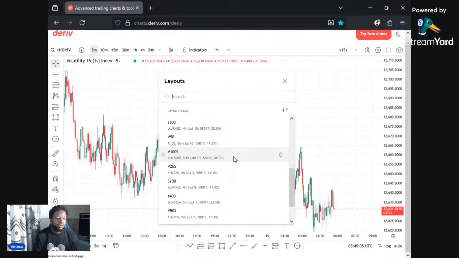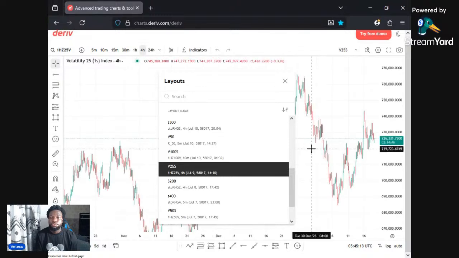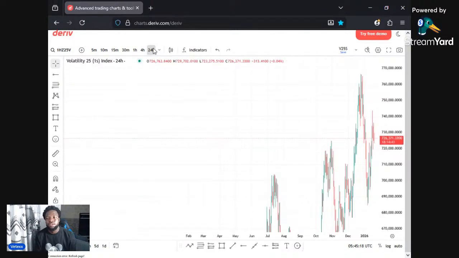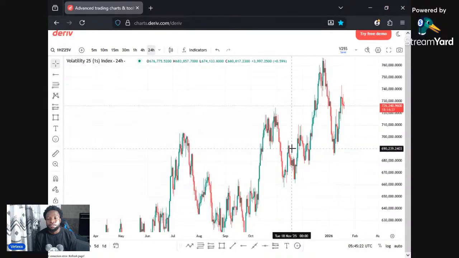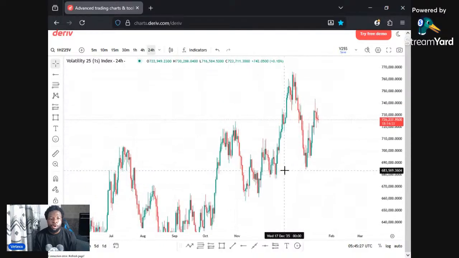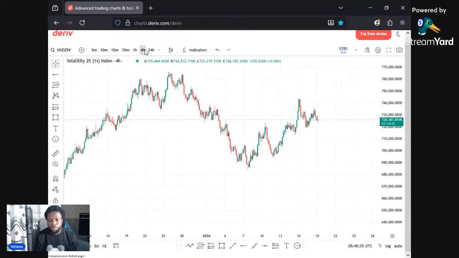So the next thing on my list is going to be volatility 25s. On the volatility 25, we will start our analysis from the weekly time frame. On the weekly time frame, price is on a bullish trend, just creating series of higher high, higher low, higher high, higher low. So on the 24-hour time frame, we can't really see anything yet at this point. So let's go to the 4-hour time frame to see if price will give us our continuation.